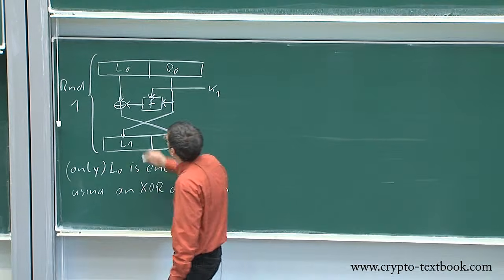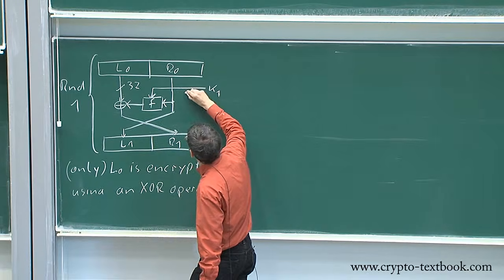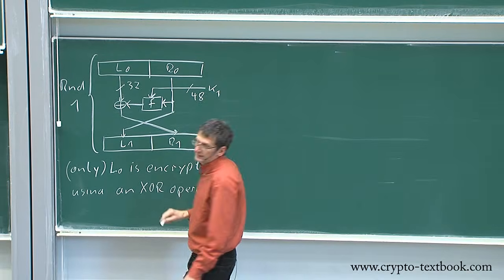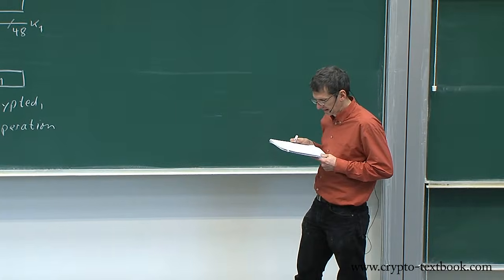Oh, by the way, all the lines you see here, almost all the lines, are 32 bits except K1, which is 48 bits, and we're going to address that in a minute. So it's a bit length.